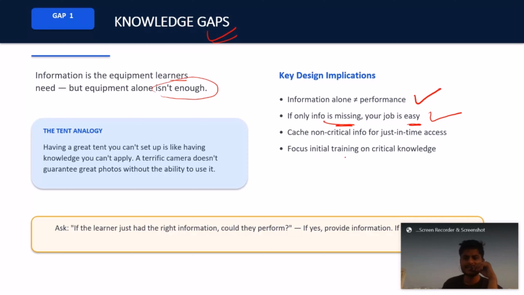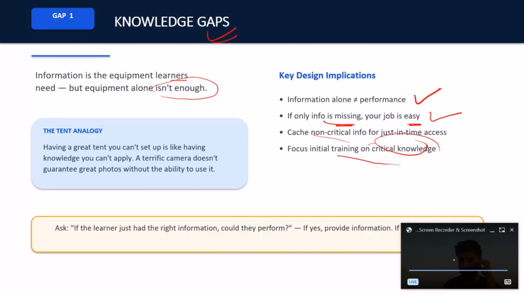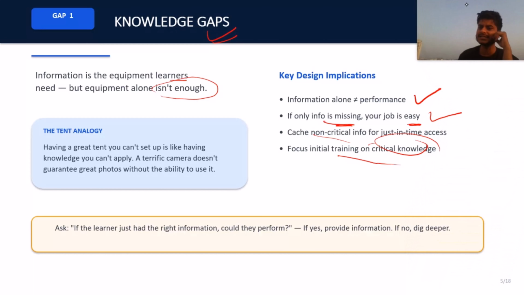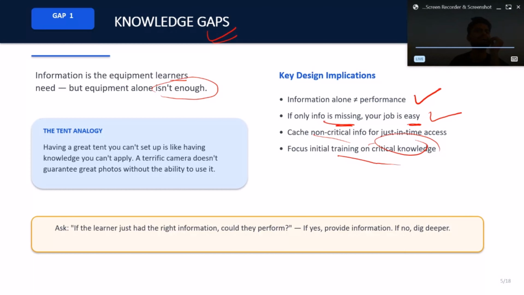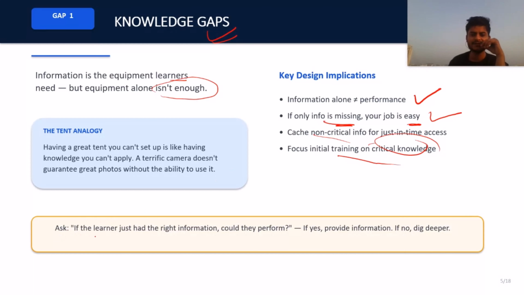Focus the initial training on critical knowledge. So we just make the training content, right? We have to remove the non-critical information. We just need to give what is required to fulfill the knowledge gap, and that's it. It is good if the learner has only a knowledge issue. Ask: if the learner just had the right information, could they perform? If yes, provide information. If no, dig deeper.